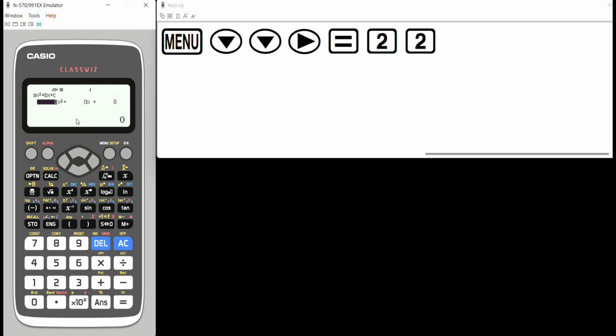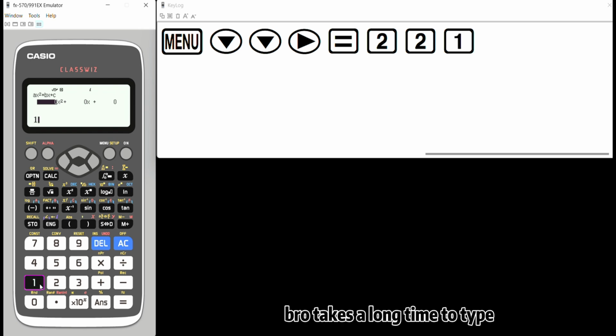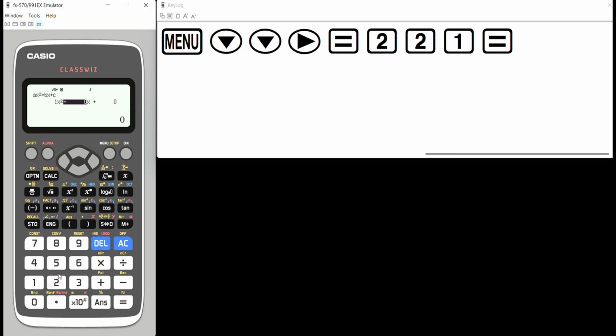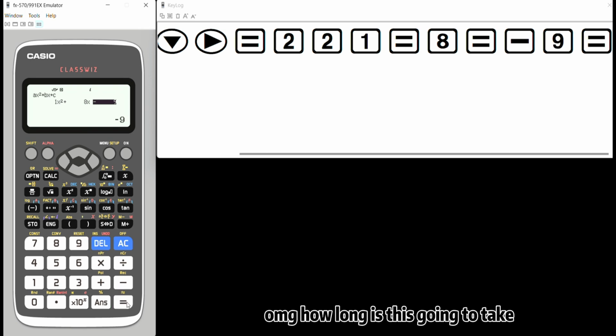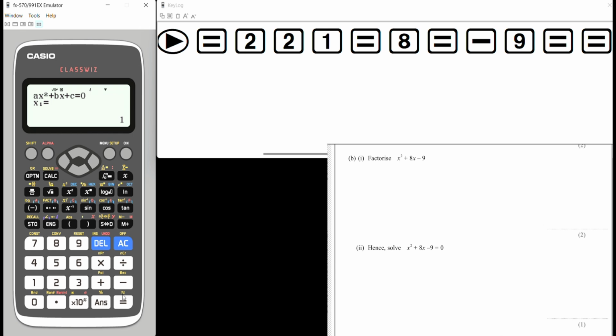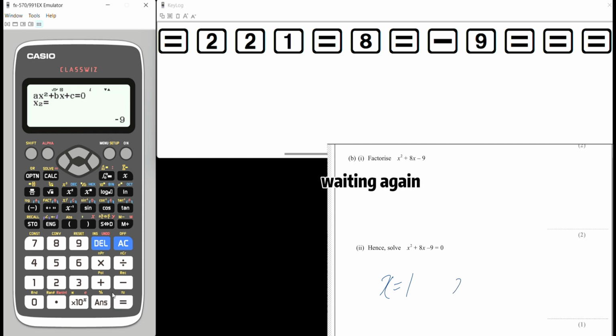For this example, I'm going to use a past paper. So this Edexcel math paper 2022 tells me to factorize x squared plus 8x minus 9. So I'll just key in the values, 1 and then 8 and then negative 9, and then I'll get the answer. The first x equals 1, and then the second x equals negative 9.